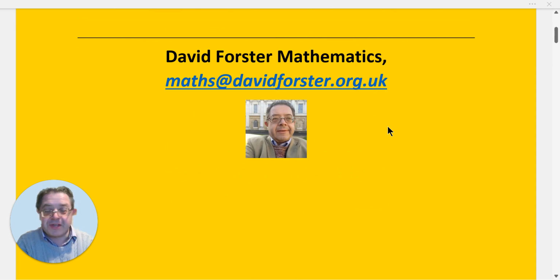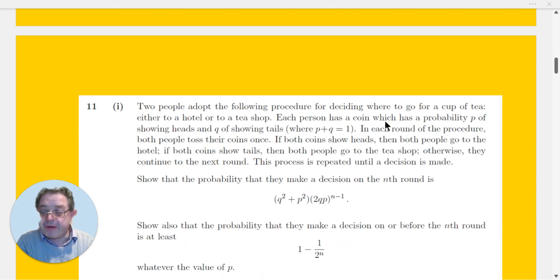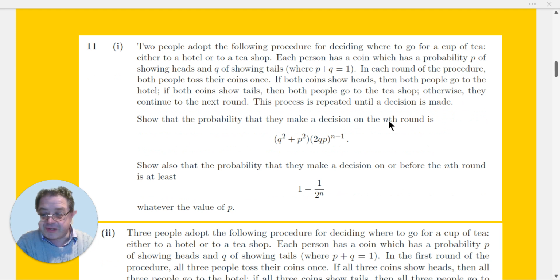And so today I'm going to go through one from 2019. It is question 11, and you can see plenty of words in this question. Two people adopt the following procedure for deciding where to go for a cup of tea, either a hotel or a tea shop. Each person has a coin with probability p of heads and q of tails.